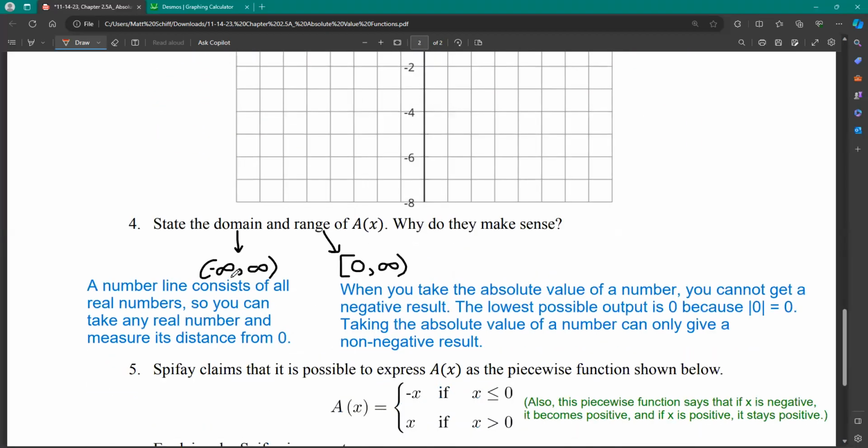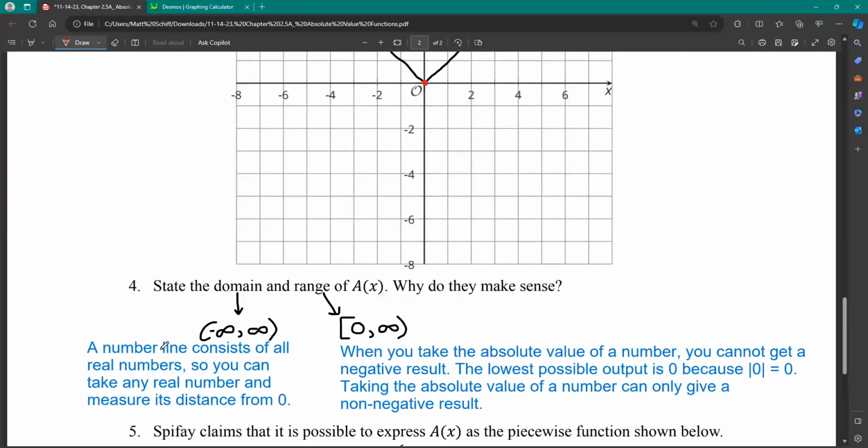And this makes sense because with the absolute value of x, there are no restrictions at all on what x can be. The number line has all real numbers on it. So you can take any real number on the number line, positive or negative, and measure its distance from 0, and you won't run into any trouble with that.